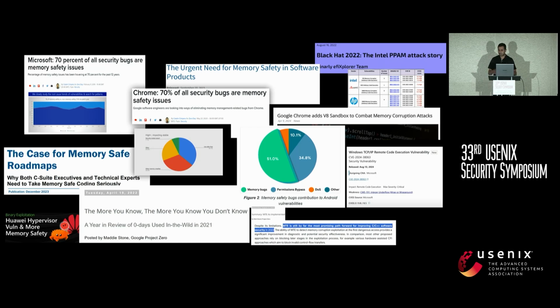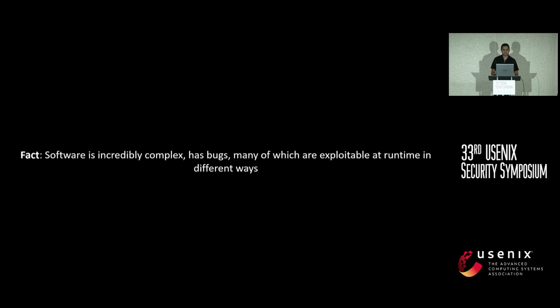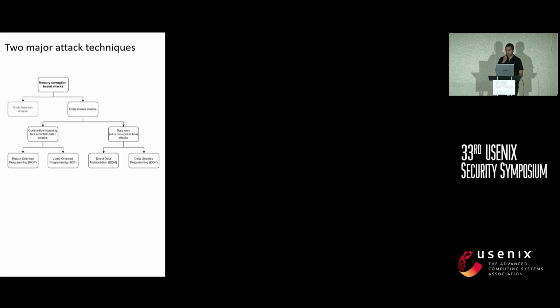They talk about the dominance of memory corruption vulnerabilities in the wild. I'll not really stick to these pictures, but I'll just stick to a simple fact, which is that our software is really complex. It has so many bugs, and these bugs are really exploitable at runtime in different ways. And of course, the major techniques are code injection attacks or code reuse attacks. But code injection attacks have been largely mitigated because of deployment of some defenses like data execution prevention. But code reuse attacks are still a real concern. And in this presentation, I'll focus on control flow hijacking.